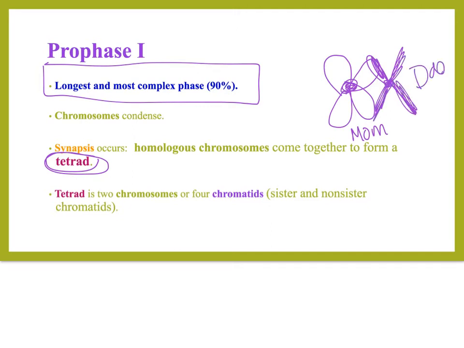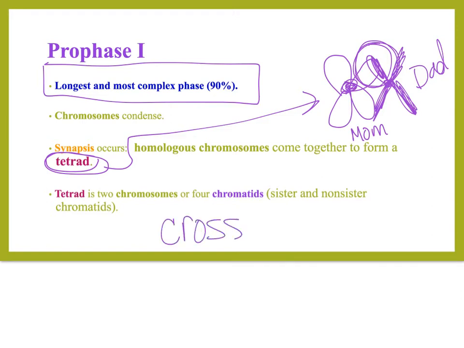So that's your tetrad right there. And that's where you have crossing over, okay? So you have this exchange of genetic material here that makes you unique, okay? So this is why this is so important, because crossing over happens in prophase 1, and that's why you're not an identical clone to your sisters and your brothers.